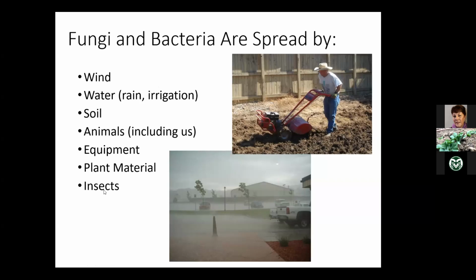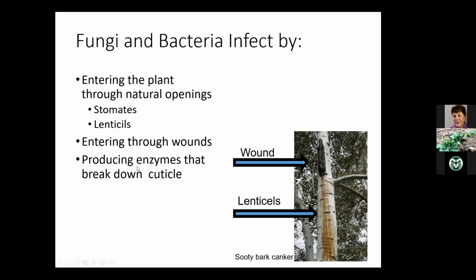Fungi and bacteria both get into plants through natural openings on the tree. Now, there are some fungi that are what we call active invaders, meaning that they can actually penetrate the plant itself in order to start the infection process. And powdery mildew is one of those. Bacteria are what we call passive invaders. They actually need to have a wound, but oftentimes fungi are going to be a little bit more active about penetrating into a plant.